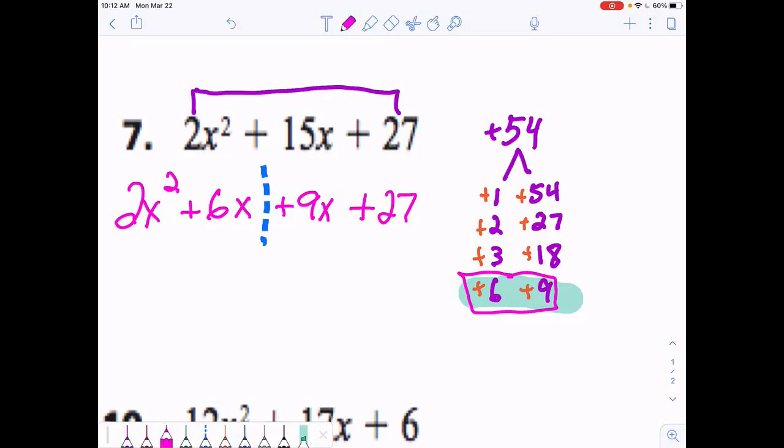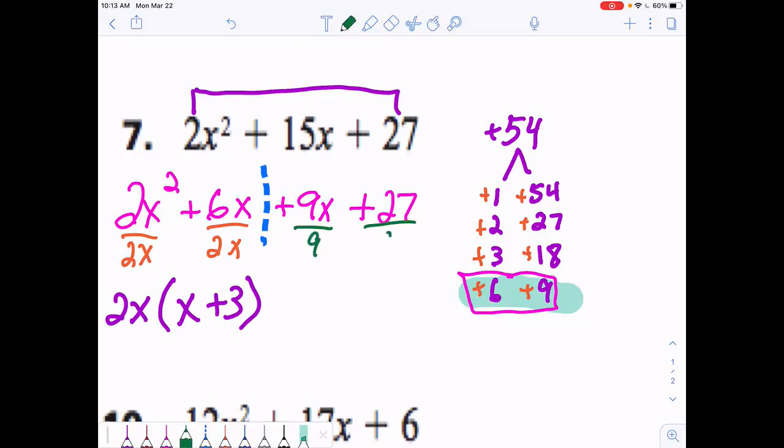So now we're going to factor. Jason, what factors out of 2x squared and 6x? 2x. So we're going to take 2x out. And what do you get when you take the 2x out? It's left over. Good. And then Jason, what factors out of the next?